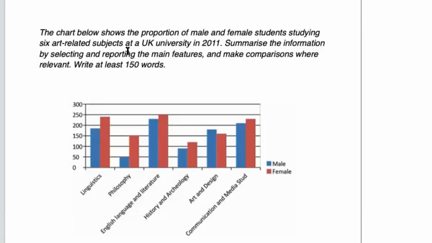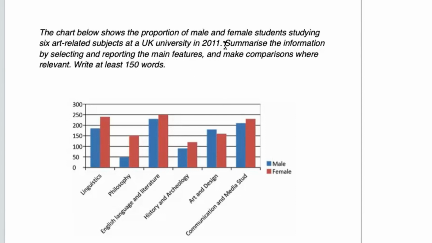Okay, so here is our writing prompt today, and it says, the chart below shows the proportion of male and female students studying 6 art-related subjects at a UK university in 2011. Summarize the information by selecting and reporting the main features and make comparisons where relevant. Of course, write at least 150 words.